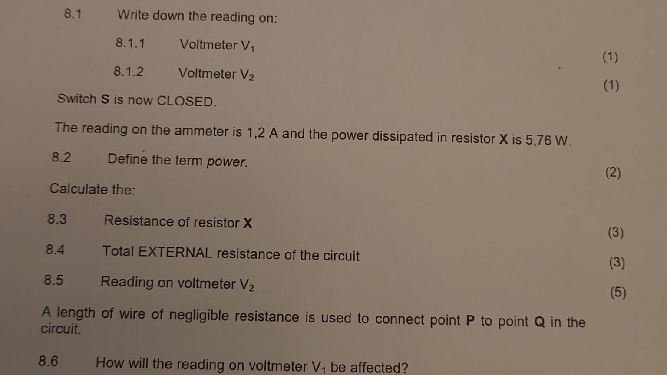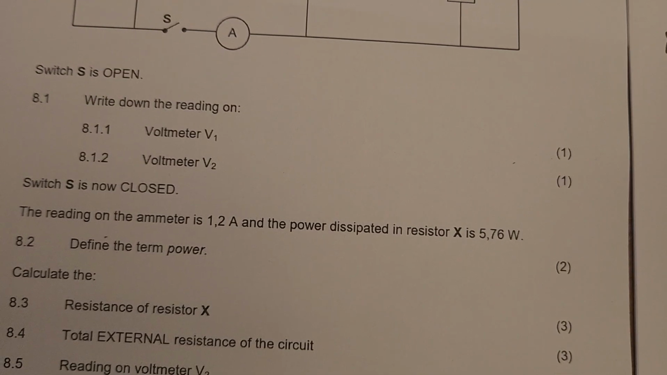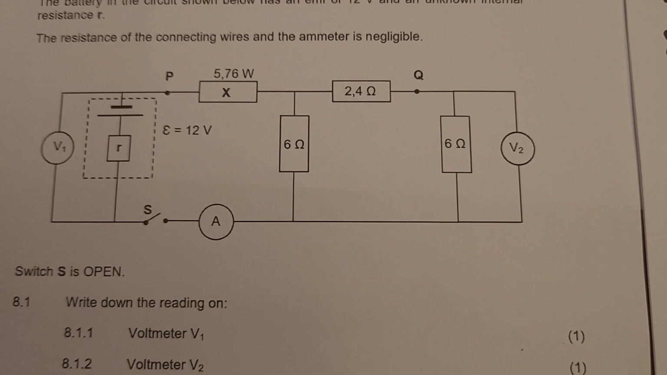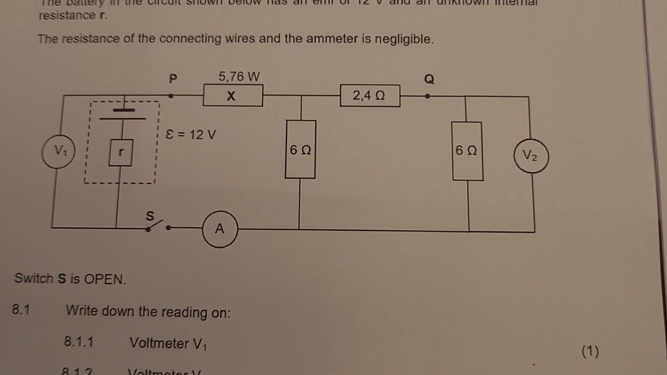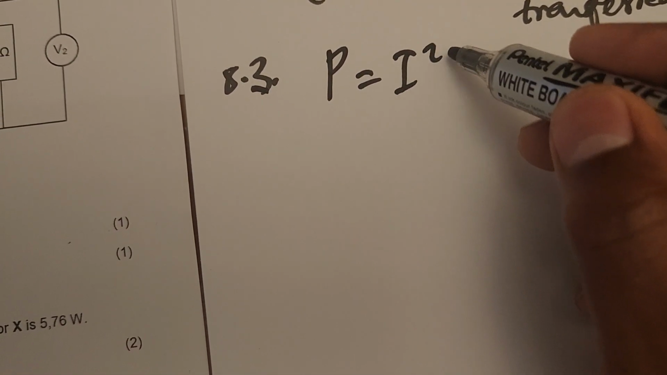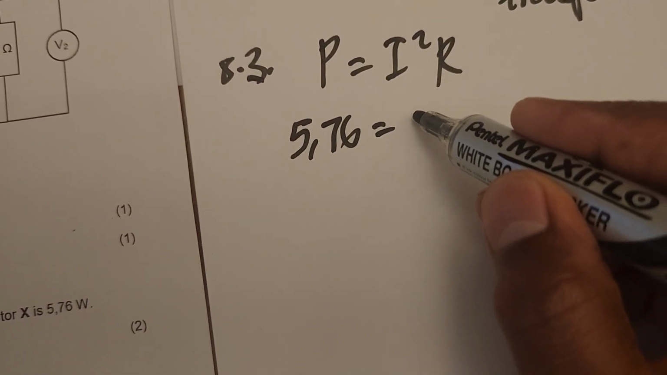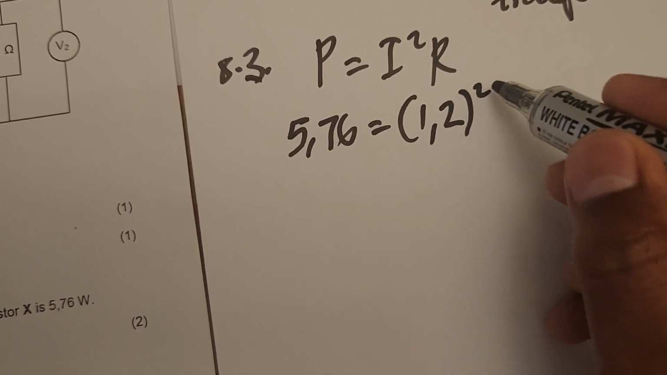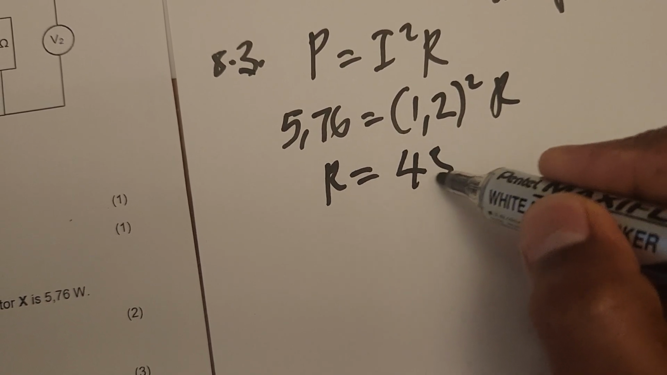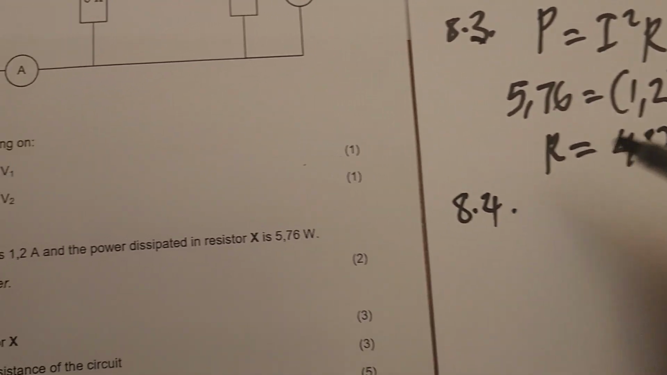And then 8.3, we are now calculating. They say calculate the resistance of X, because we know the current in the circuit is 1.2. Therefore, the current flowing through the X will also be 1.2. We are given current and power, and we want the resistance. The formula in the formula sheet that we use is P equals I squared R. Therefore, the power is 5.76, given. The current is 1.2, from the statement before. Then we calculate R. Using your calculator, you find that R equals 4 ohm. That is 8.3.